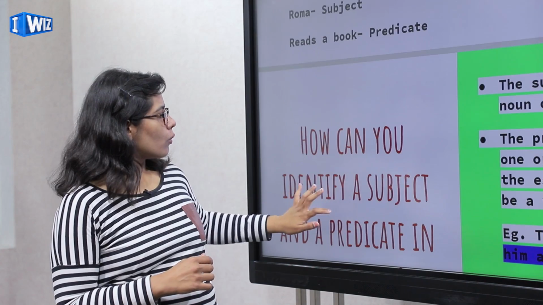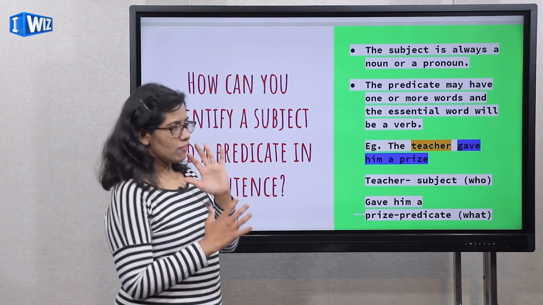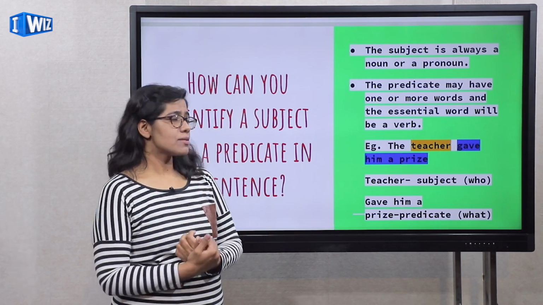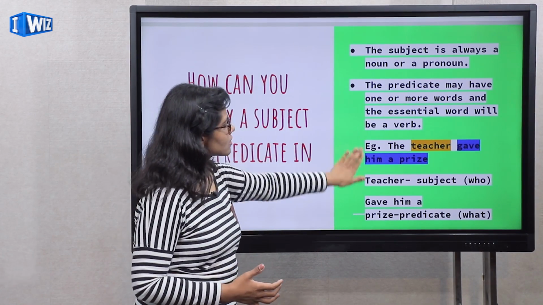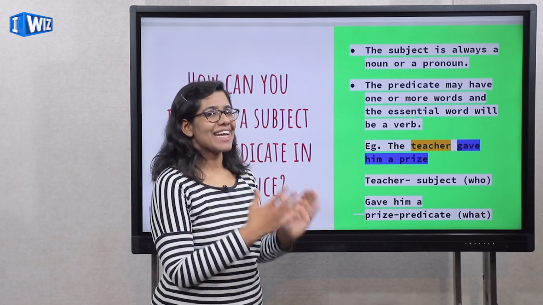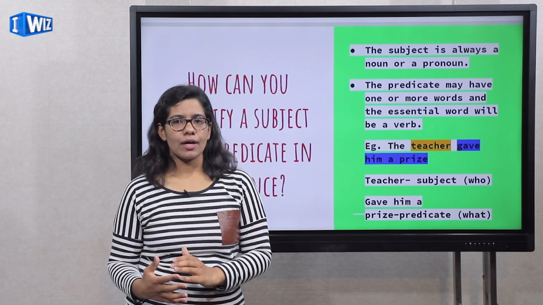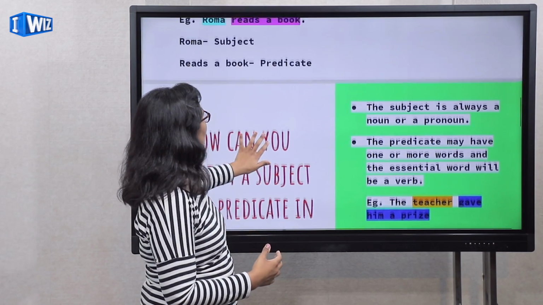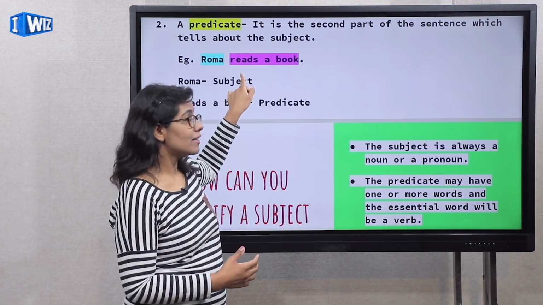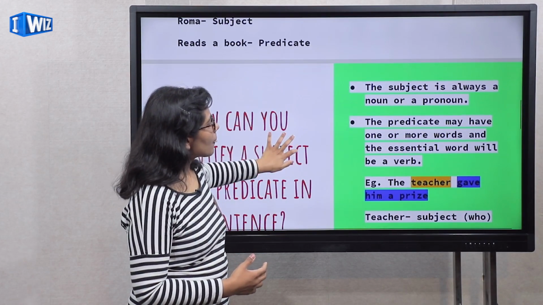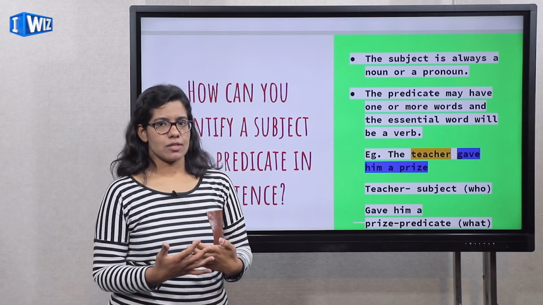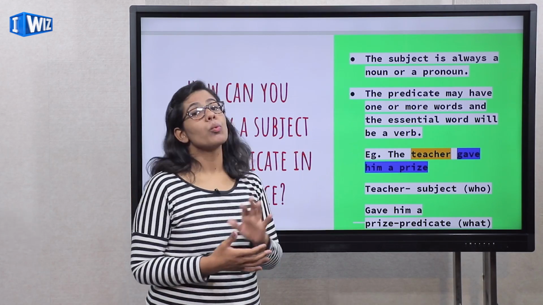Next, if you have a sentence, how will you know where the subject is and where the predicate is? We have some pointers here. Your subject will always be a noun or a pronoun. In the previous example, what we saw was Roma. This is your noun, right? And a predicate will always have one or more words, and they can be a verb.